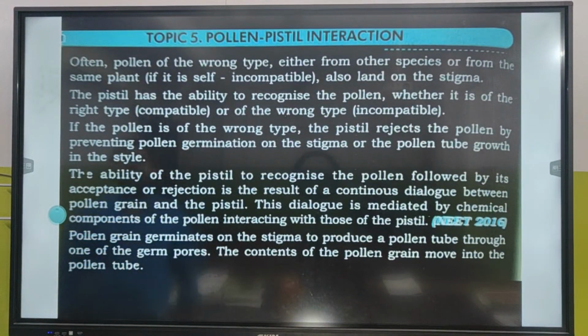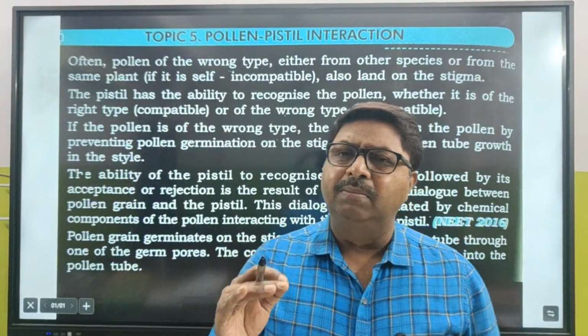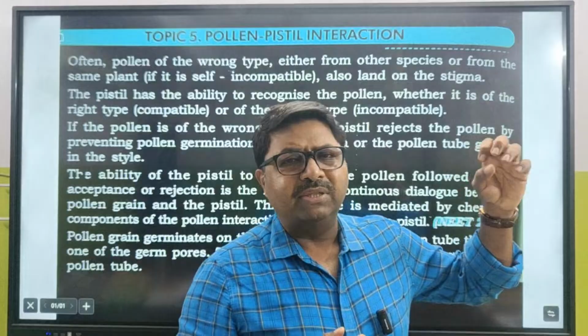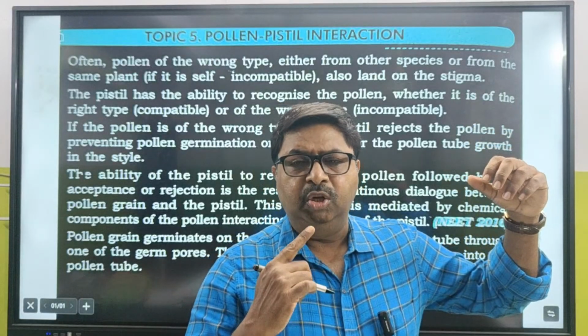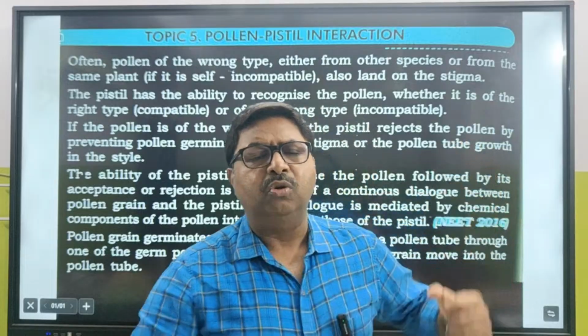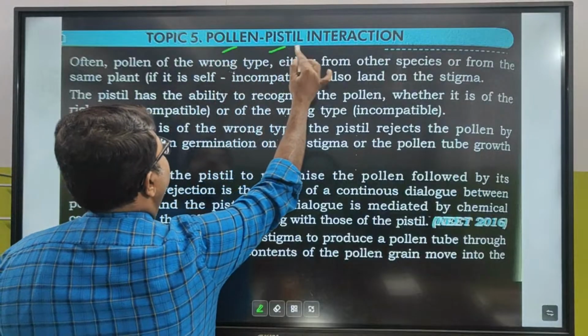Pollen pistil interaction. So what is the meaning of this? Interaction should be there. Just like in human beings, a human sperm reaches towards the ovum. There is a chemical dialogue. The ovum secretes fertilizin, the human sperm releases anti-fertilizin. So there is a chemical dialogue by which the sperm can reach up to the ovum. Just like that, in the case of plants also, there should be pollen pistil interaction.